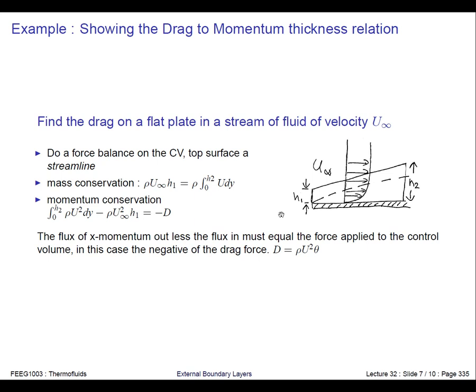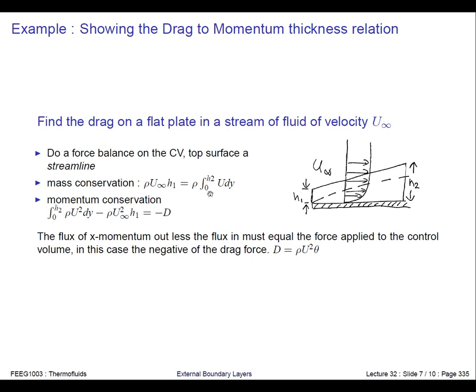So we can write mass conservation. We can say that the mass coming in is this, per unit width. So this is the area per unit width. This is the velocity coming into the control volume here, and this is the height of that. And we don't know what the velocity profile is, but if we wanted to work out the mass flow, we could work it out if we knew what u was in terms of y. Okay, so this is the mass flow out.